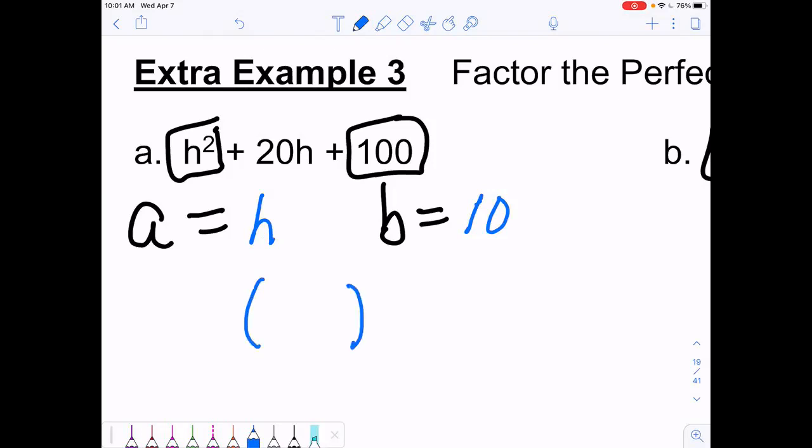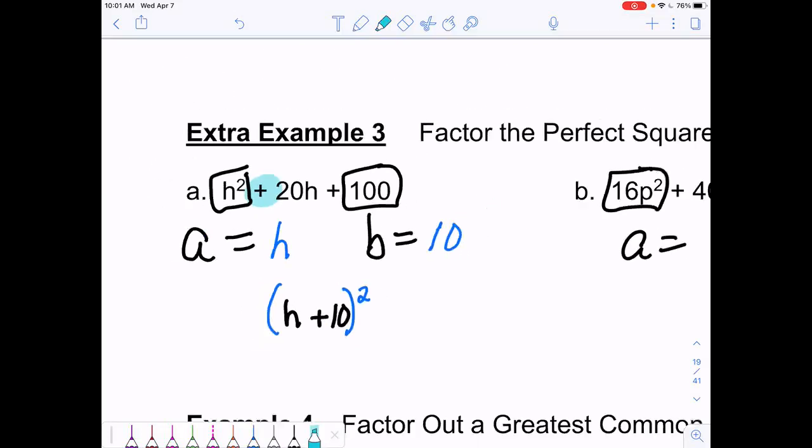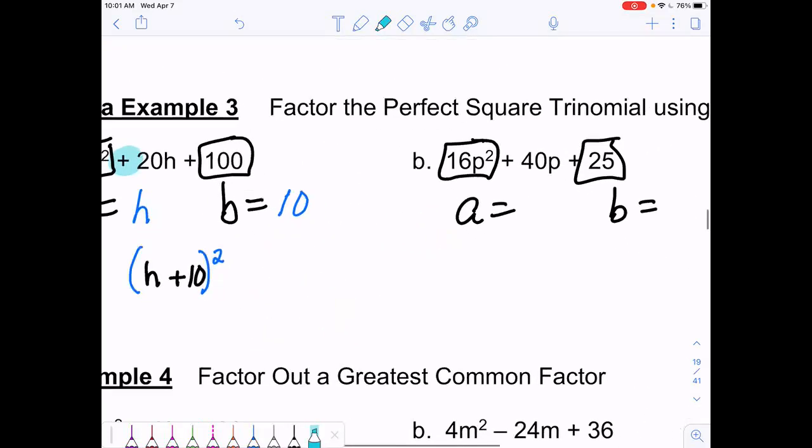So then in the parentheses, H plus 10. And again, it's a plus because of the plus. That's it, done. H plus 10. So Bill, looking at letter B, 16p squared, 40p, 25. What do we have there? What's A? And B? And then factor it.